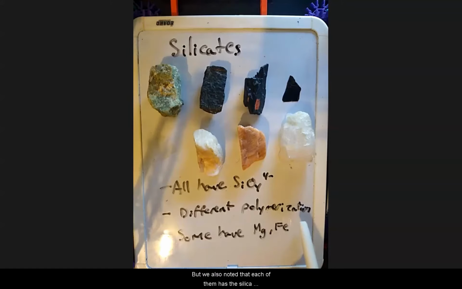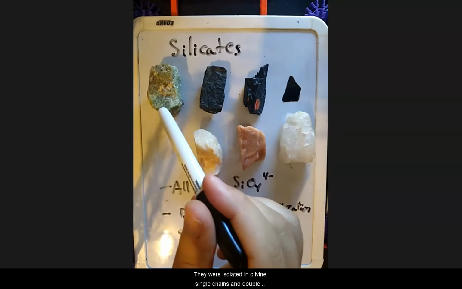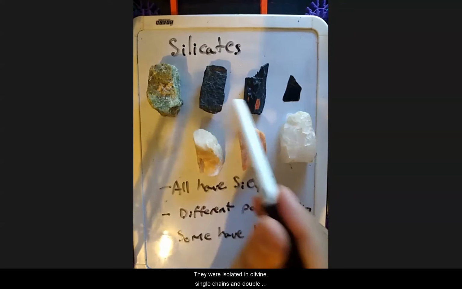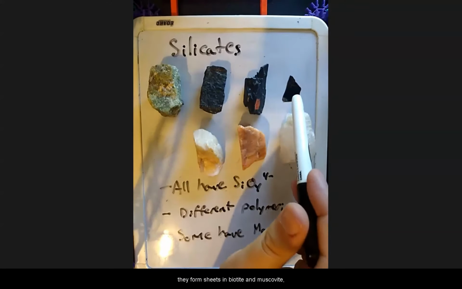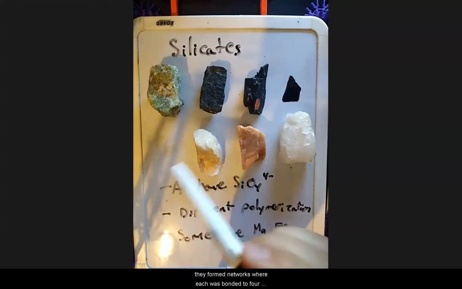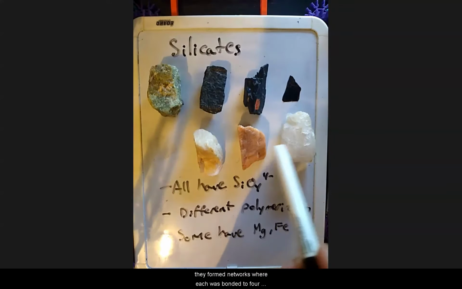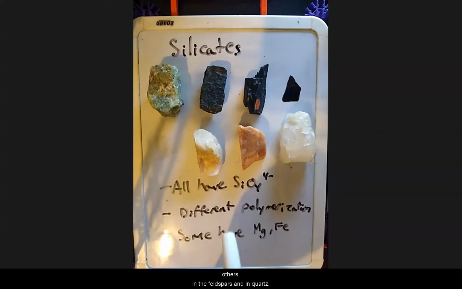but we also noted that each of them have the silica tetrahedra connected in a slightly different way. So they were isolated in olivine, they formed single chains and double chains in augite and hornblende, they formed sheets in biotite and muscovite, and then they formed networks where each was bonded to 4 others in the feldspars and in quartz. That polymerization is going to come up later in the course, so I want to point it out now. And also coming up later in the course is the presence of magnesium and iron.